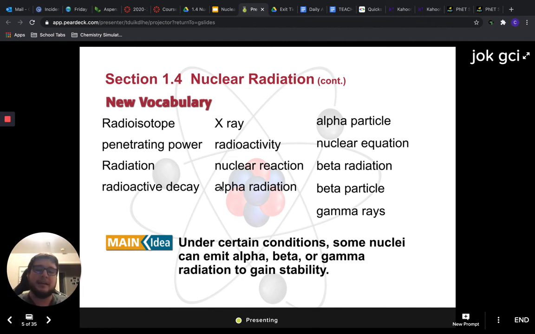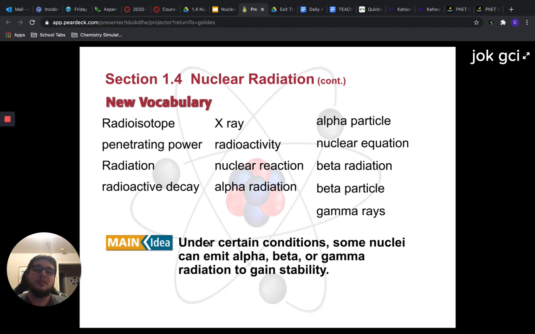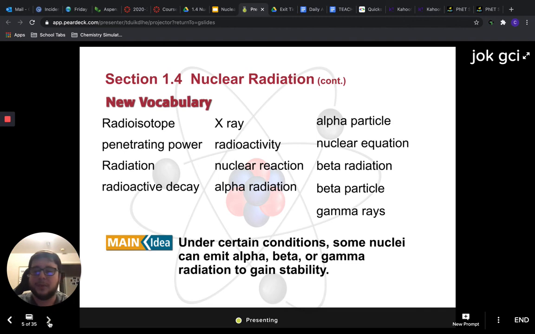All right, here's our main idea. This is a brief summary of the whole lesson. Under certain conditions, some nuclei can emit one of those 3 types of radiation, alpha, beta, or gamma, in order to become more stable.